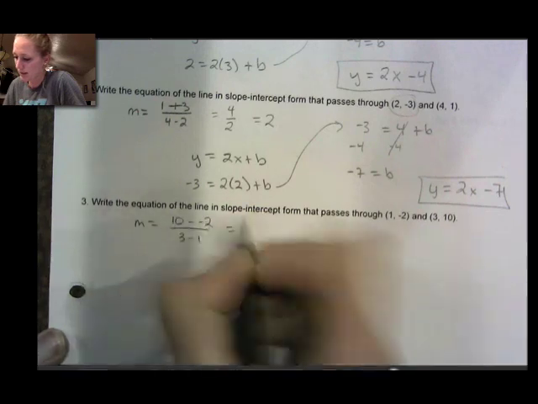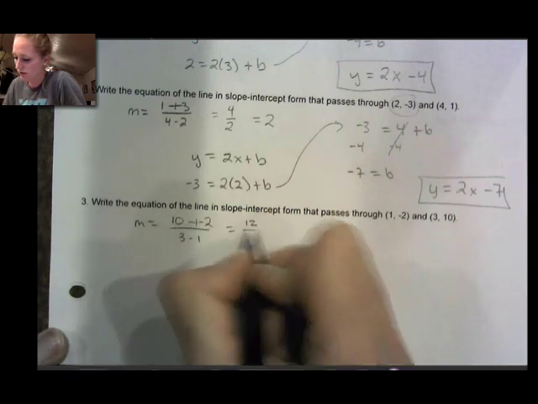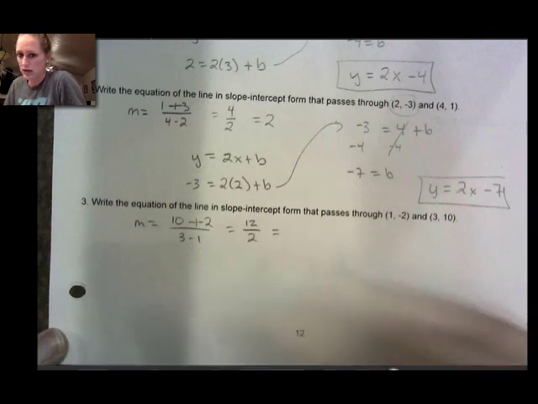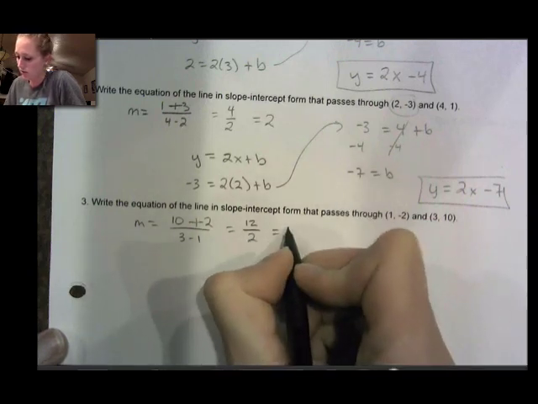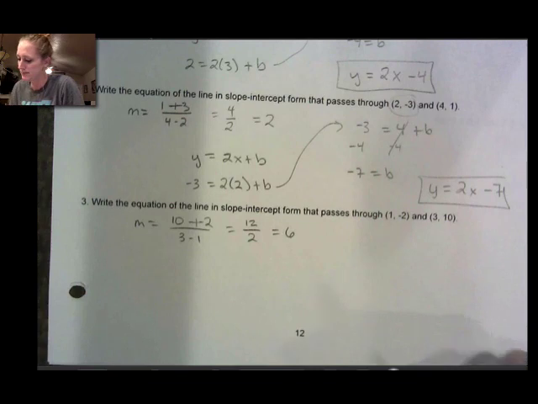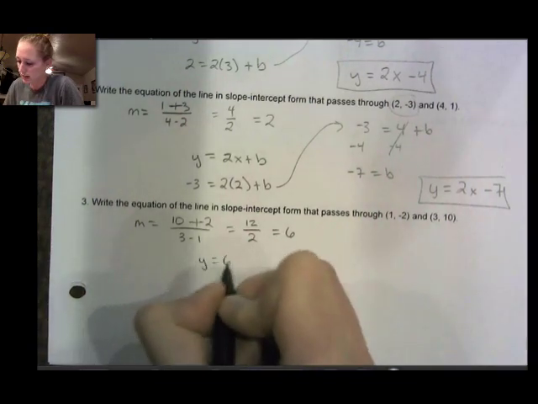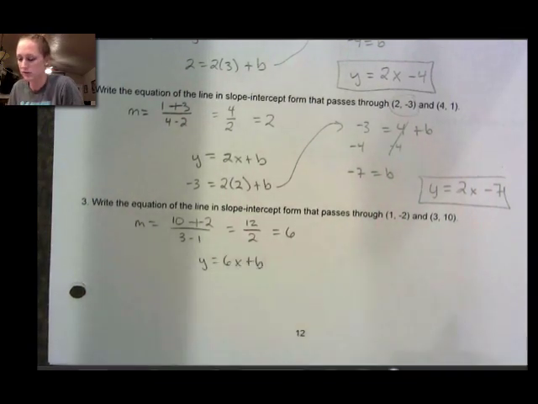Simplify, 10 plus 2, 12. 3 minus 1 is 2. And reduce down, 12 divided by 2 gives me a slope of 6. So y equals 6x plus b. Got to do our work to find b next.